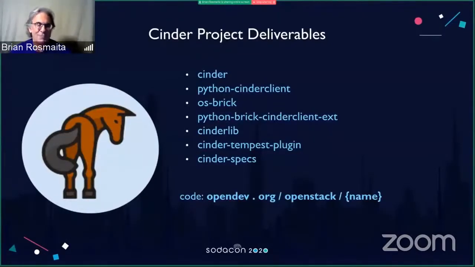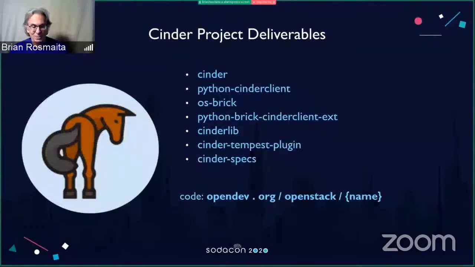There's OS Brick, which is a library that Cinder provides that actually does the volume attaches. Nova uses it when it wants to attach a volume to a VM. Cinder will use it itself when it needs to actually attach a volume to perform some kind of service to the volume. There's also a Python Brick Cinder client extension, and what that does is it extends the Python Cinder client so that you can easily do attaches if you're not trying to attach your volume to a VM.